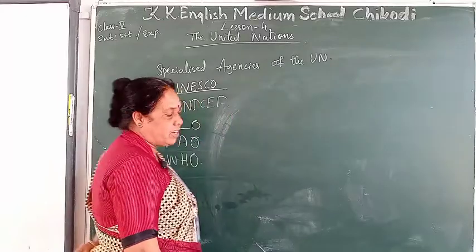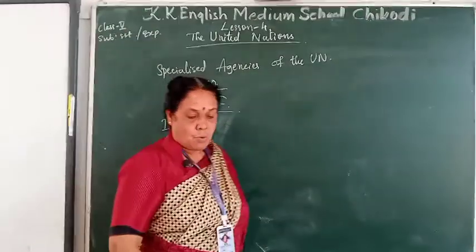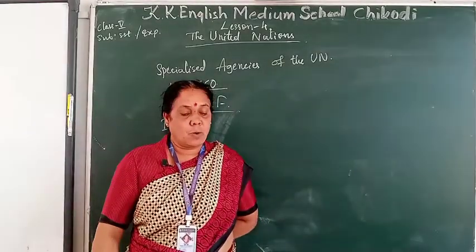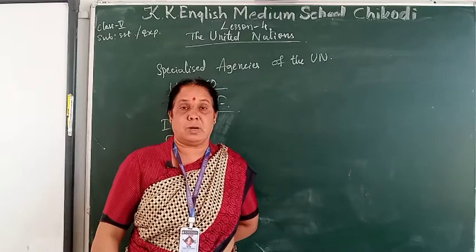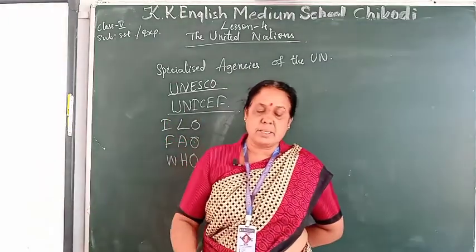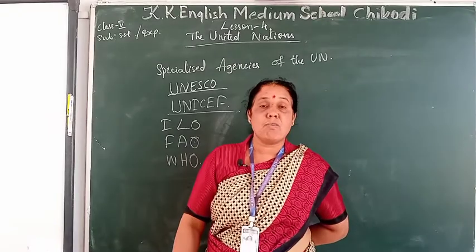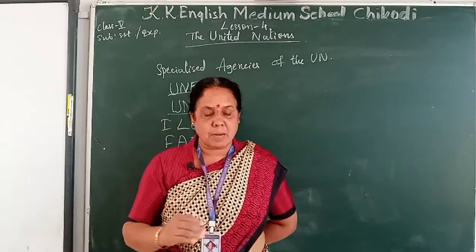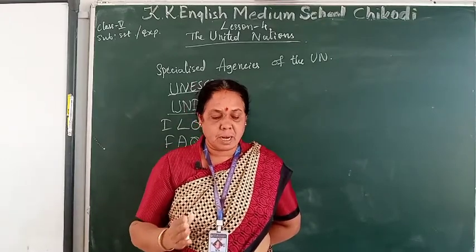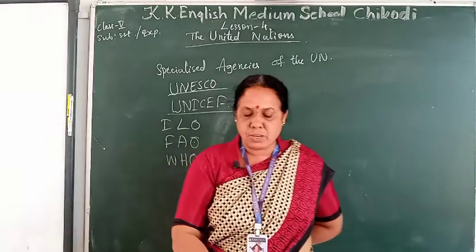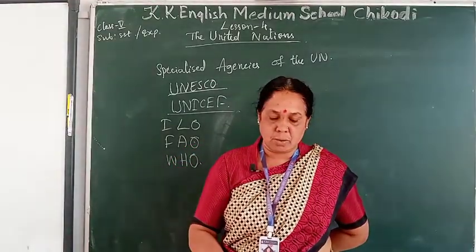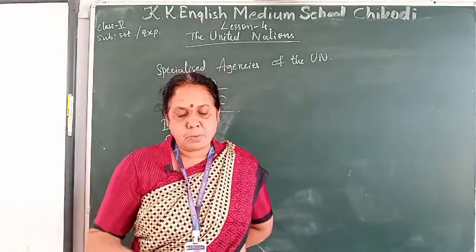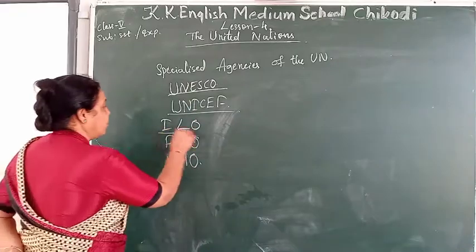About the second, the United Nations Children's Fund. UNICEF was set up in 1946 to work for the welfare of children throughout the world. Its headquarters is in New York, United States of America. Next one is the International Labour Organization.